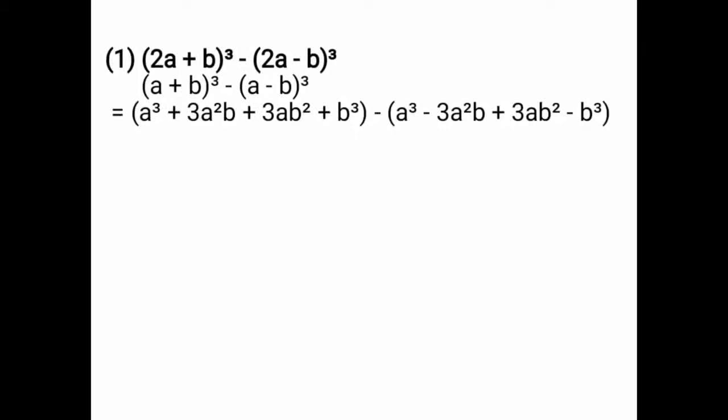Write the given question again: (2a + b)^3 - (2a - b)^3. After writing this given question again, you have to expand the formula of (a + b)^3 - (a - b)^3. The question is in the form (a + b)^3 - (a - b)^3. You have to expand the sum by using the formula of (a + b)^3 - (a - b)^3. You have to expand it in this form.